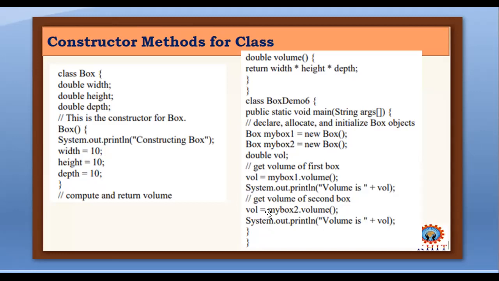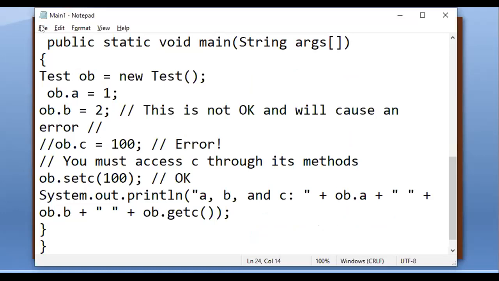Next we are creating another object, myBox2. Here also the same thing. When you call it here, the method is called. Then the width, height, and depth values are initialized in the constructor. These three values are substituted in width, height, and depth, and then the volume is calculated and stored in the vol variable. This is how it is done.